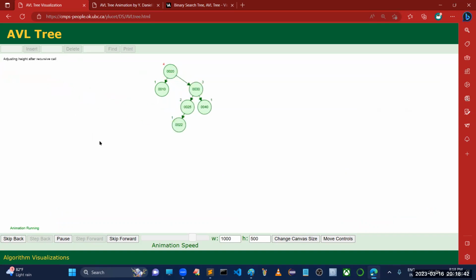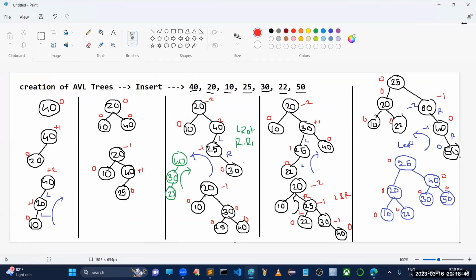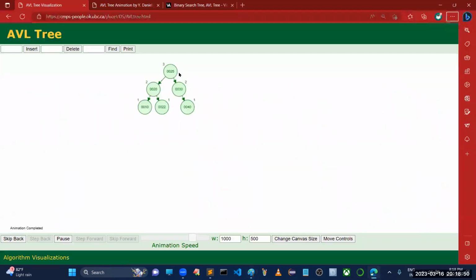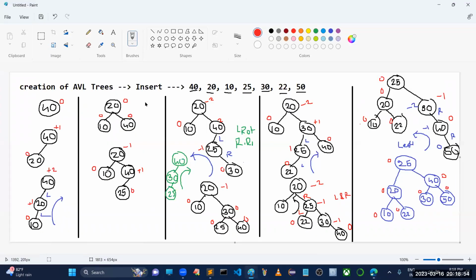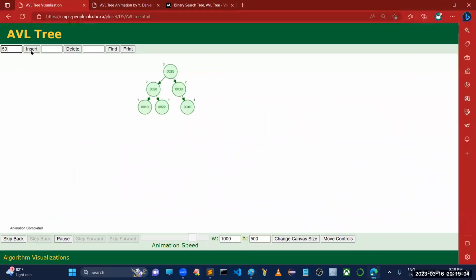Here a problem is there, again a problem is there, so it is rotating. Sir, what will be your new list? You can see, sir, 25, and then the left subtree will become 20, so 10 and 22, yes. Again 30, 40 is there. Now we have to insert the last element, 50. Correct, Swapnil, good. Try to insert 50, it will be inserted there.